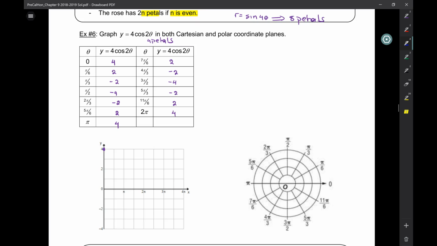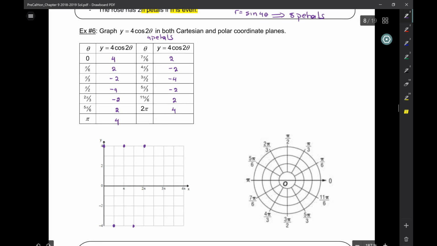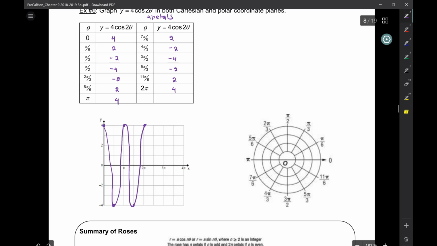So at 0, we're at 4. At pi over 2, we are at -4. At pi, we're at 4. And then at 3 pi over 2, -4. At 2 pi, 4. Okay, so do you see what happens there? Like this, right? So what's happening? It's far away, and then at the x-axis at 0, and then it's far away again, and then back on the x-axis, and so on and so forth.